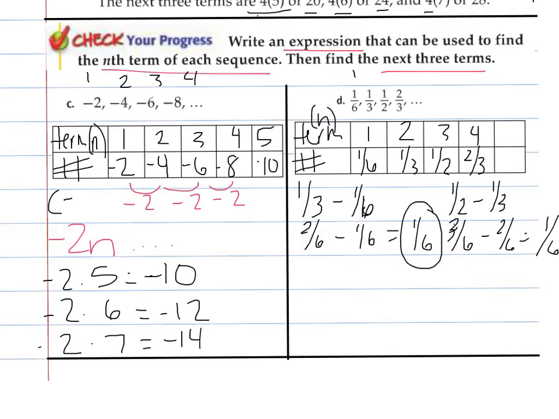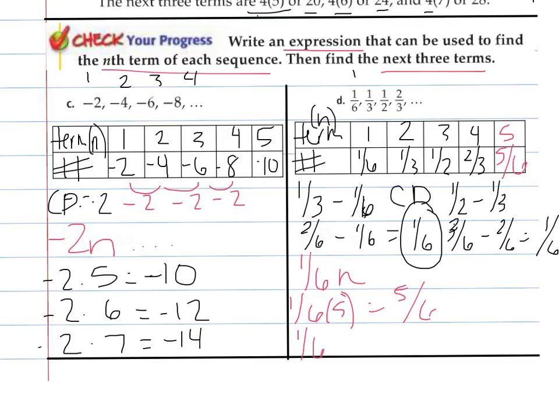It's like my common difference here was -2. My common difference is 1/6 on this one, which was a little harder. So I used my inverse to find it. If I want my 5th term, my expression, first of all, is going to be 1/6 times the number n. So 1/6 times 5 gives me 5/6. 1/6 times 6 gives me 1. And 1/6 times my next term of 7 gives me 1 and 1/6.